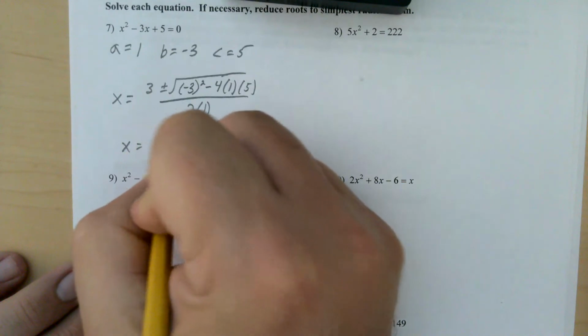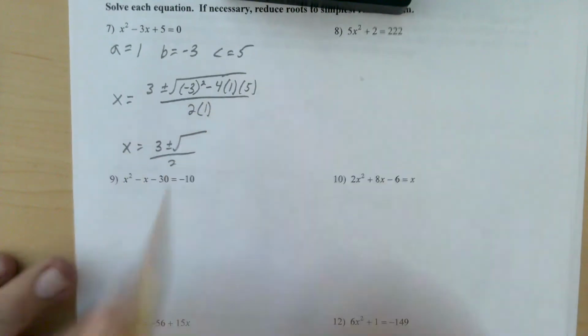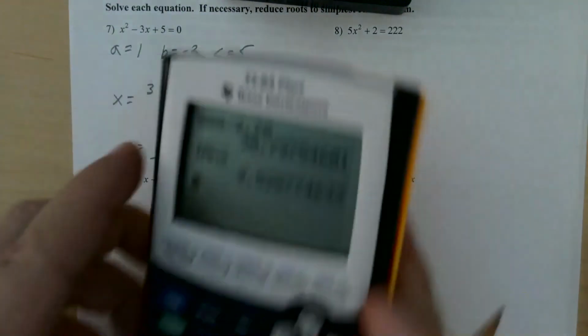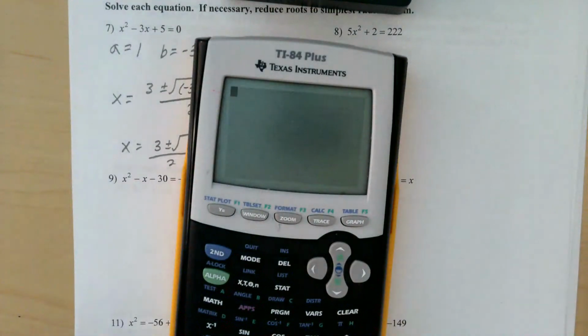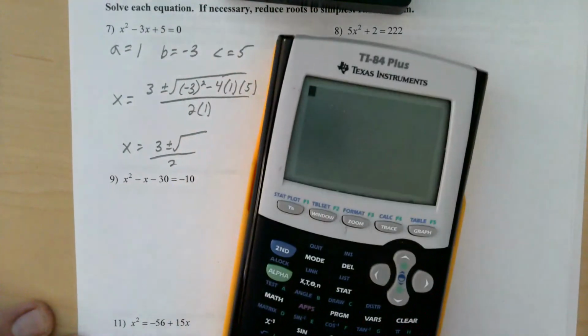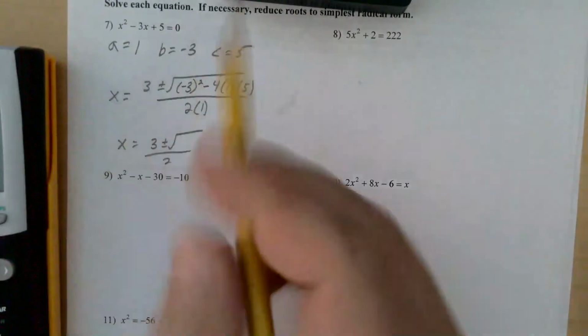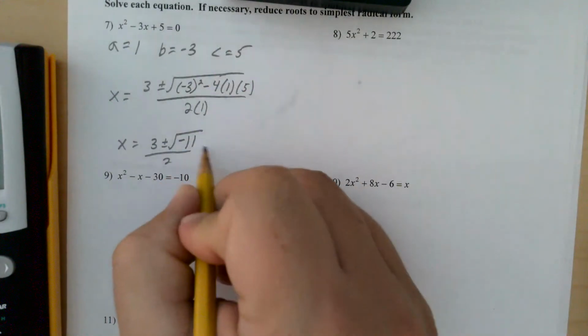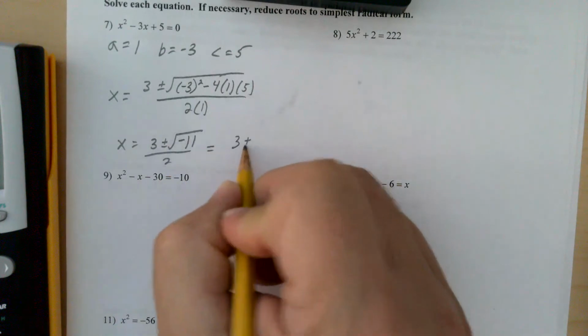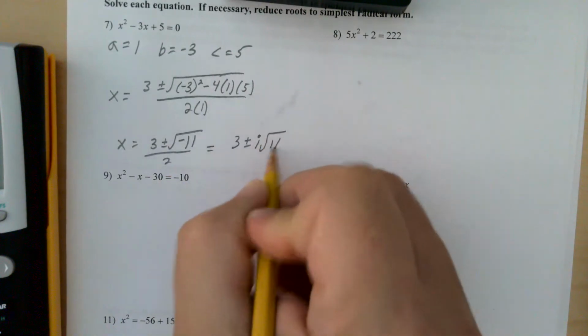So we're going to clean this up. I always want to know the discriminant. The discriminant is that number underneath the square root, which in this case is -3 squared, or simply 9, okay? Minus 4 times my A times my C. I see it's -11.